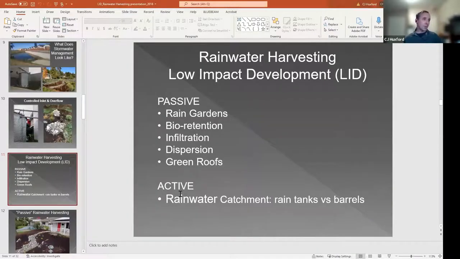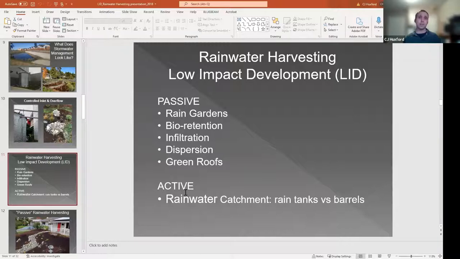So when looking at rainwater harvesting and how that integrates with low impact development, the key term is integrating systems that manage the runoff off of these impervious surfaces using natural elements, as well as that catchment and then that reuse. So that's where the terms passive and active rainwater harvesting come in.